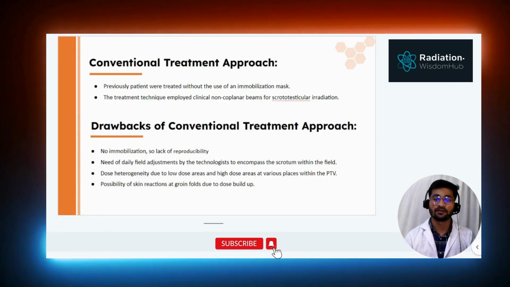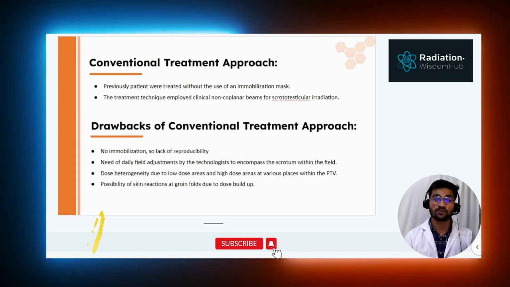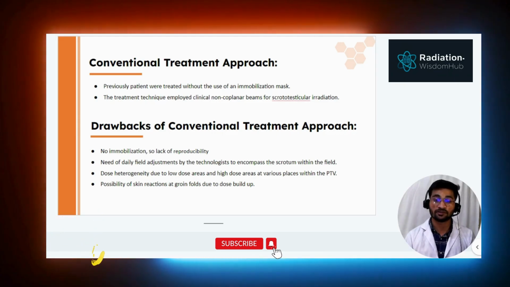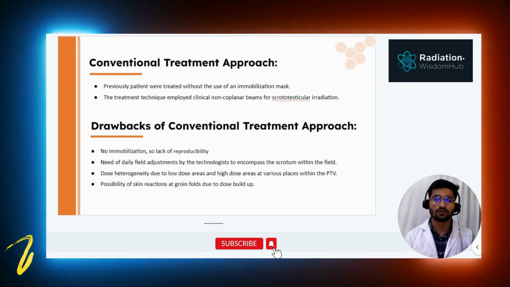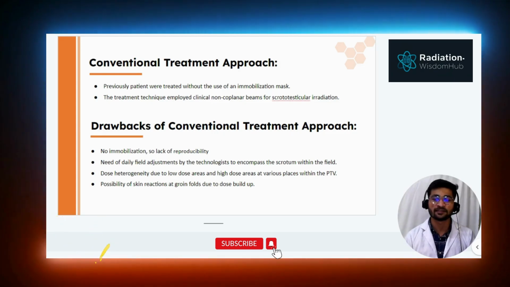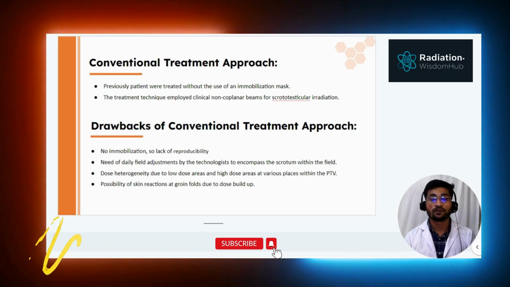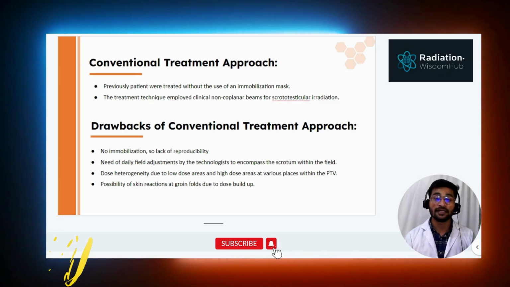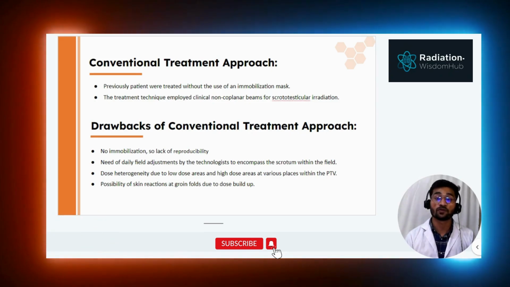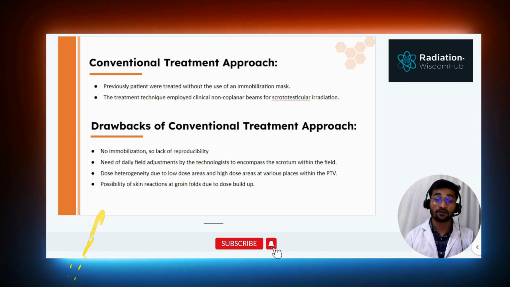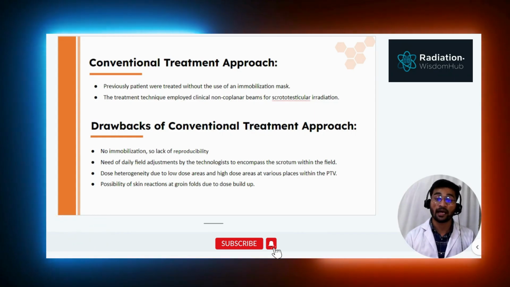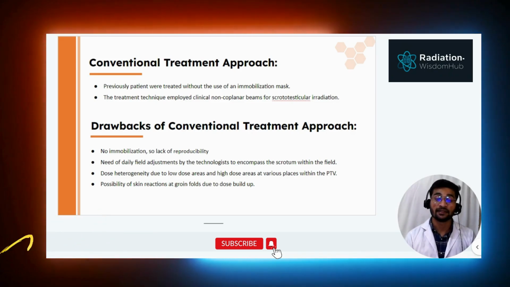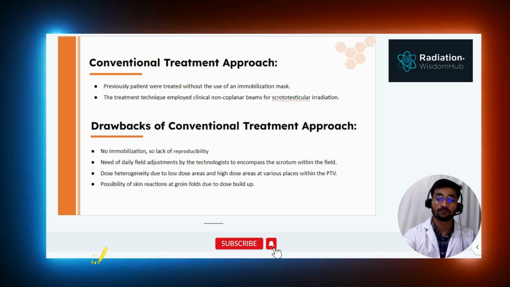Previously the patient was treated with the conventional treatment in frog leg position. The treatment technique employed clinical non-coplanar beams for scrototesticular irradiation. So we found a few drawbacks in this treatment approach. No immobilization, which means lack of reproducibility, so daily field adjustment was needed by the technologists to encompass the scrotum within the field. Dose heterogeneity due to low dose areas and high dose areas at various places within the PTV. And the possibility of skin reaction in groin folds due to the dose buildup.